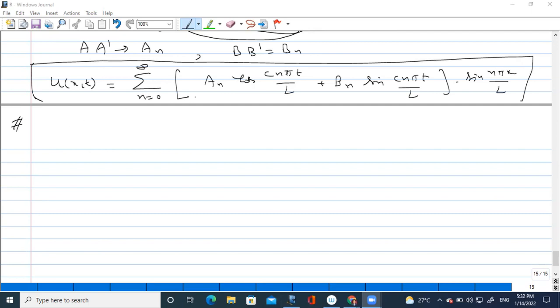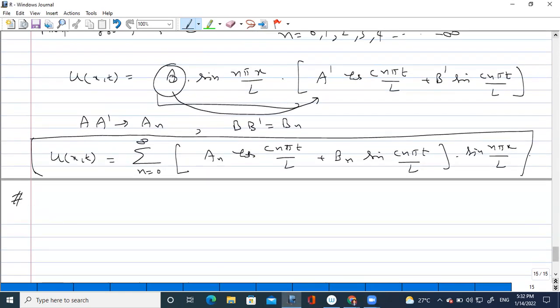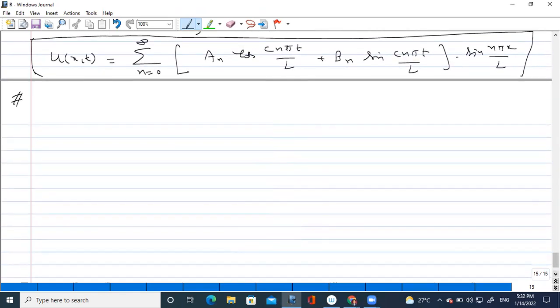So yesterday we solved this one, and it was for the wave equation, the wave equation for the string which was tied with two rigid ends. So we got this wave equation, and here u is representing the displacement in the wave equation.